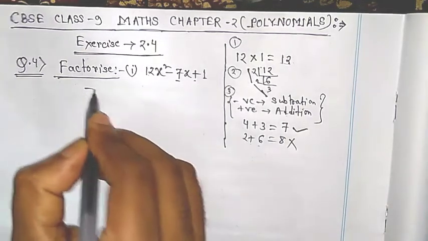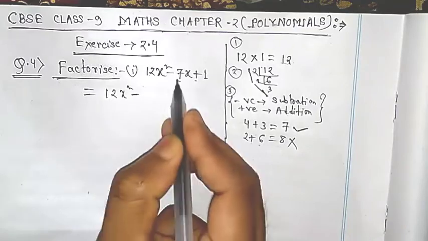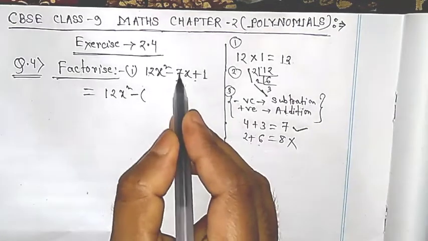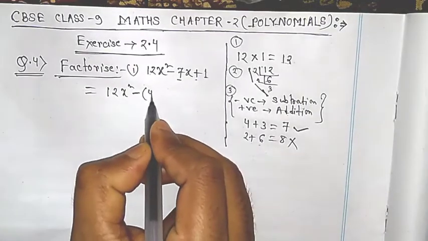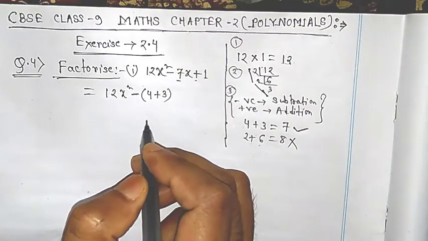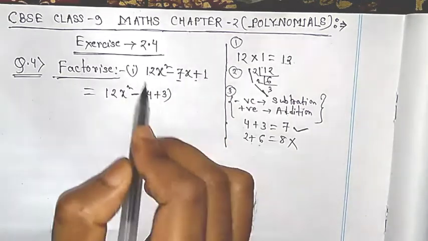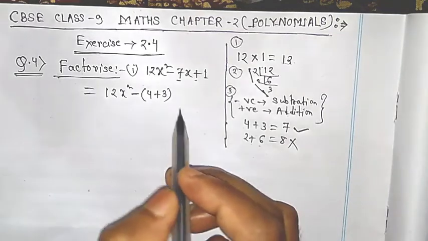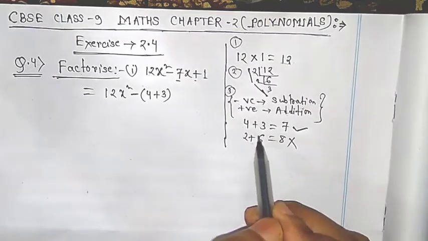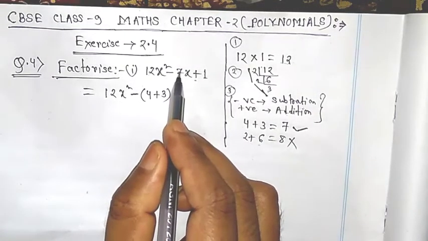Okay, so this equals 12x square minus, same sign we have to put here, minus, and in place of 7 we put 4 plus 3. And this method has a name, that is middle term factor, because we factorize the middle term. That's why the name of this method is middle term factor. Now we put in place of 7, 4 plus 3, so that we factorize the middle term, that is 7.